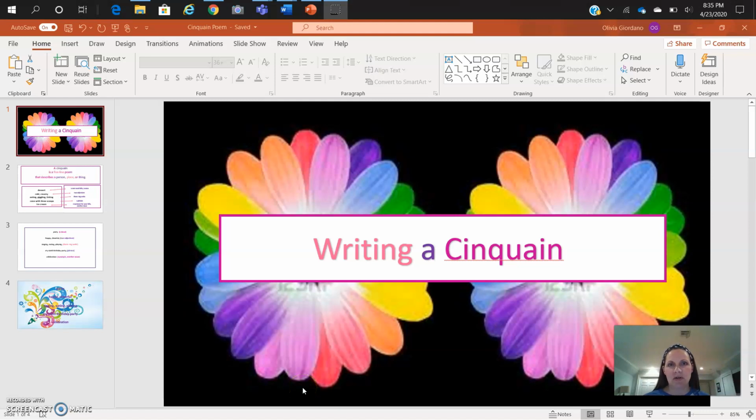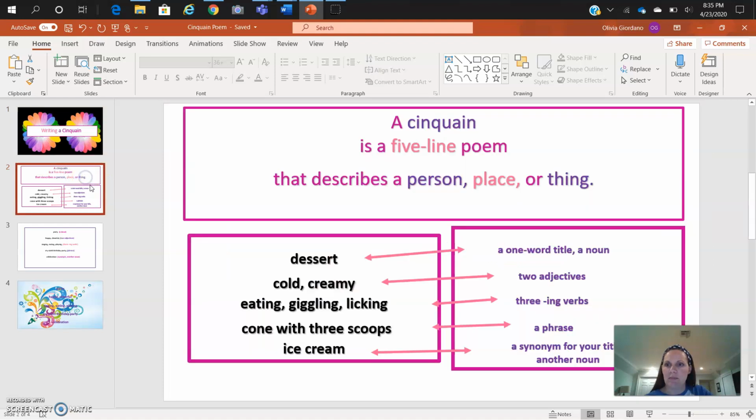Giordano. Today I'm going to talk to you about writing a Cinquain poem. We're going to review this from last week. You had written one, and today we're going to pick a different topic. But I wanted to go over the elements of what makes up a Cinquain poem. So it is a 5-line poem that describes a person, a place, or thing.